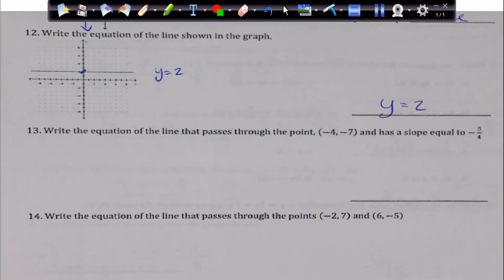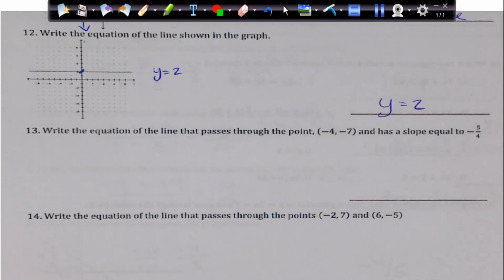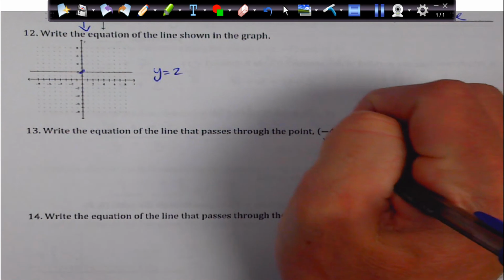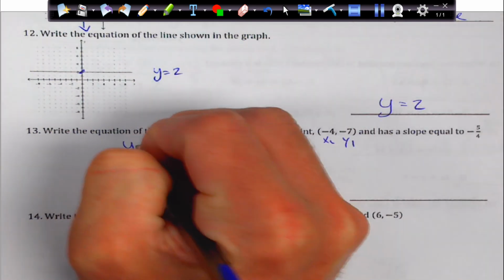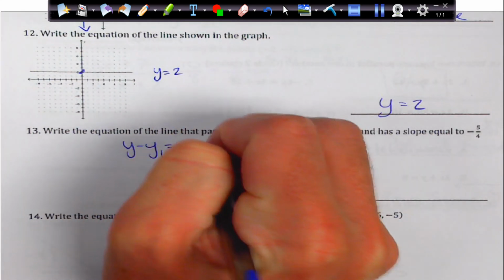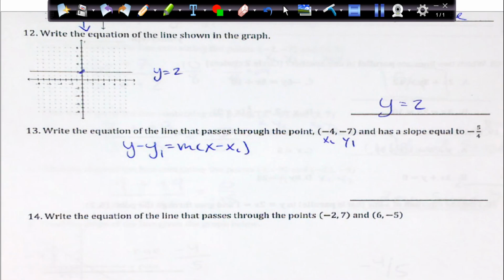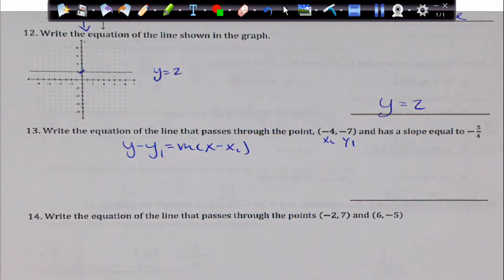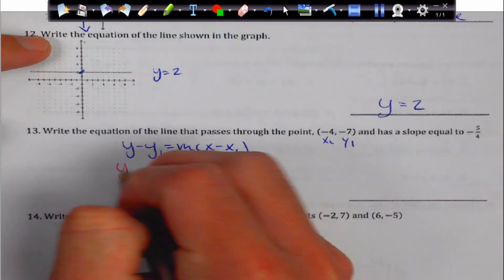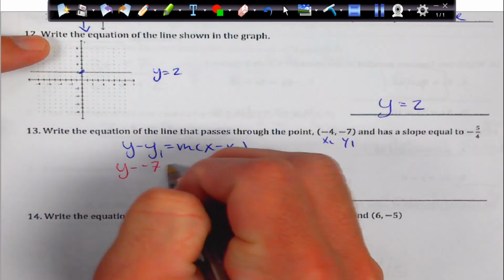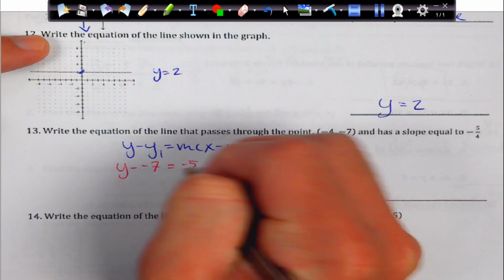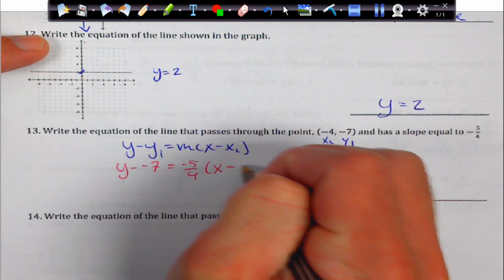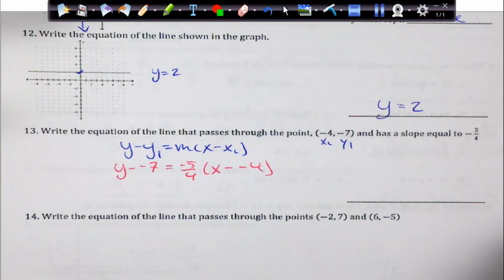All right, so here we have an equation of a line that passes through a point and has a slope. Well, if we have a point and a slope, let's use point slope. Now, it doesn't say what form to leave this in, but we've been leaving everything in slope-intercept, so I'm going to continue that trend. So we get y minus y1, which is negative 7, equals the slope of negative 5 over 4, x minus a negative 4. Okay. So we have to distribute this.